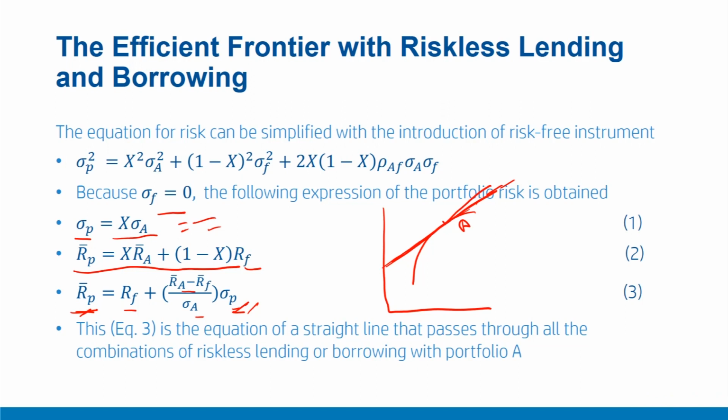This is obtained because the risk of the risk-free instrument, that is sigma f, is equal to 0, and because of that assumption we are able to obtain this very simple expression of expected return and risk on the portfolio. This is a more generic expression.